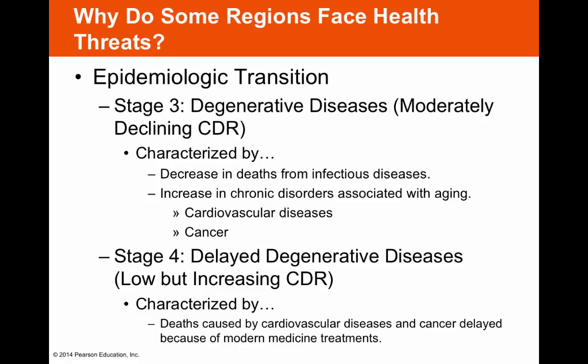Okay, so stage 3 is degenerative diseases, and this is a moderately declining crude death rate. This is going to be a decrease in deaths from infectious diseases.